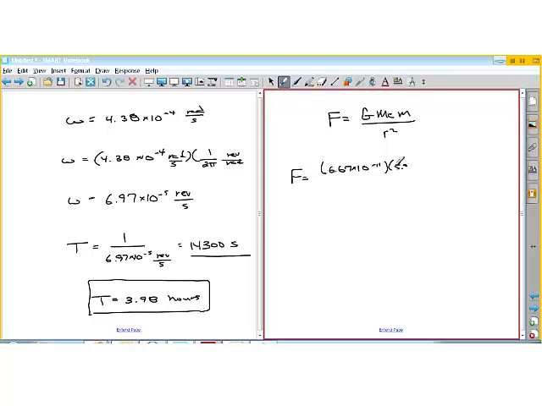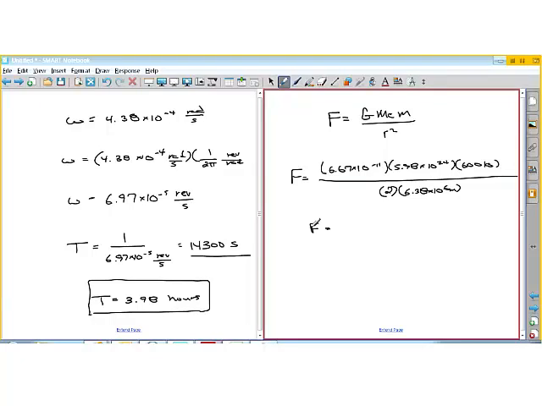is, just reading these out of the back of the book, 10 to the 24th times the mass of the object, which is 600 kilograms, divided by the radius, which is 2 times the radius of the Earth, which is 6.38 times 10 to the 6th meters. So we just plug all those things in, see what we get. So get your calculator out.